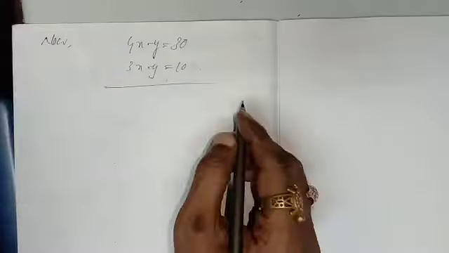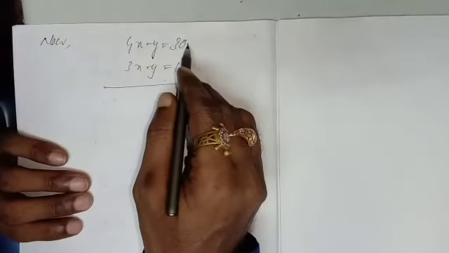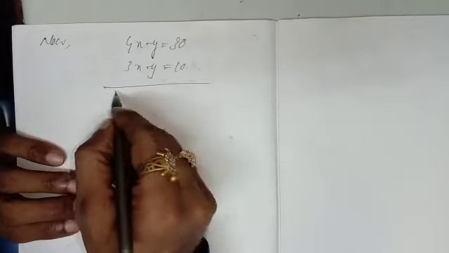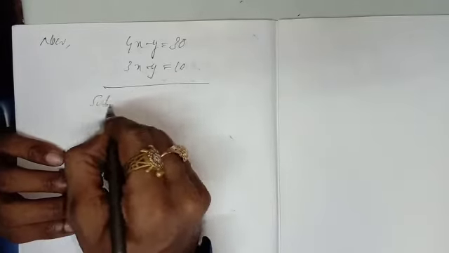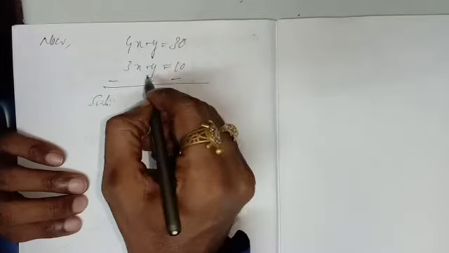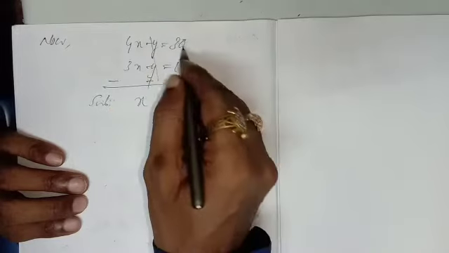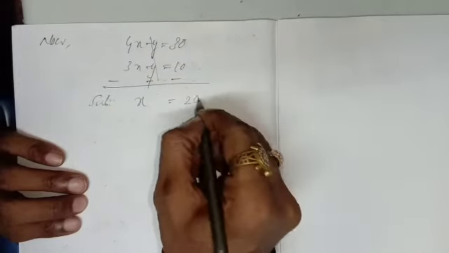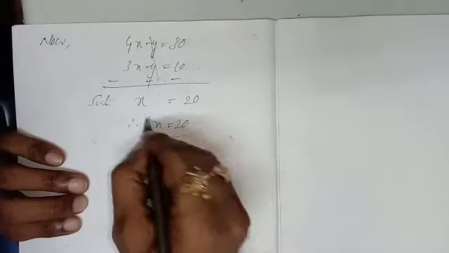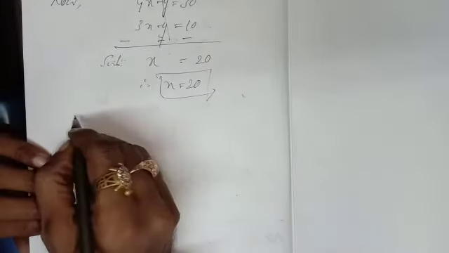Just see. First equation given: 4x minus y equal to 30. Second equation given: 3x minus y equal to 10. Just subtract. This is minus, this is plus. Minus y plus y cancel. 4x minus 3x is x. 30 minus 10 is 20. Therefore, x is equal to 20. After finding the value of x, you can find y easily from equation 1.